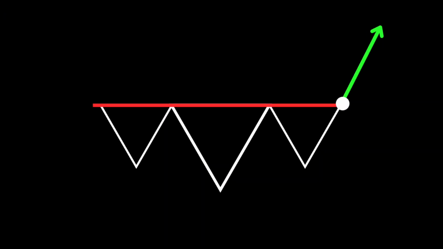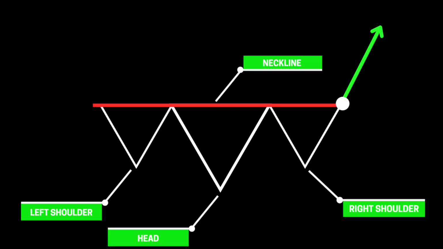This is the inverse head and shoulders pattern. Left shoulder, head, right shoulder, neckline. The breakout of the neckline completes the pattern and confirms the reversal from a downtrend to an uptrend, exactly the opposite of the classic head and shoulders pattern. Let's open some real-life examples.